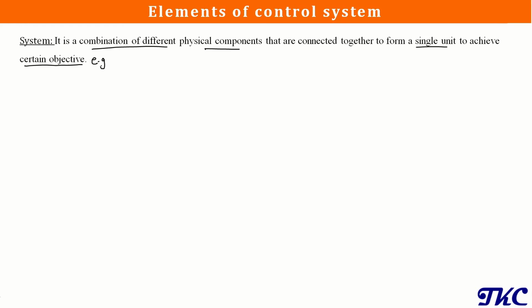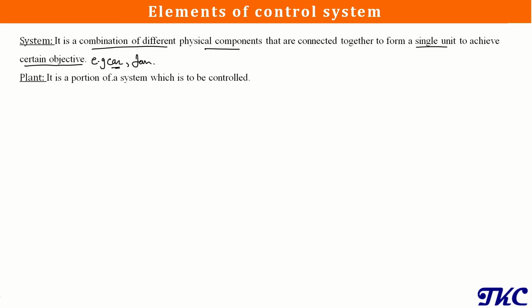We can take the example of a car. A car has different elements like wheel, chassis, suspension system, engine and other parts, and they together form a single unit, that is the car. So car is defined as a system here. Now the car has an objective of moving passengers from one place to another place. Similarly, we can take the example of a fan. The fan consists of blade, motor, capacitor and other parts. So together they form a single unit, and their objective is to provide air.